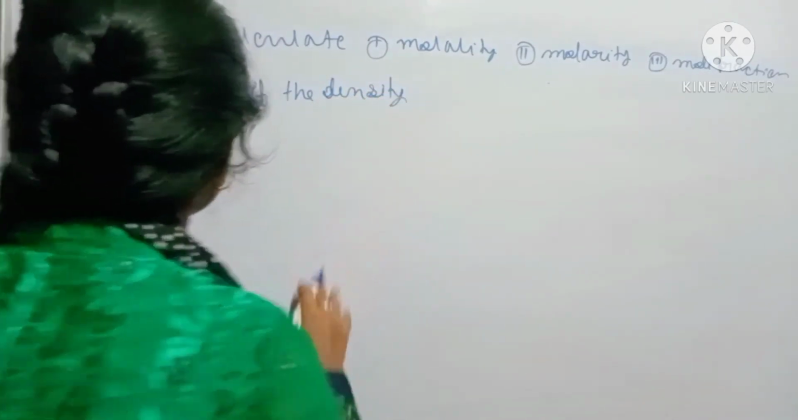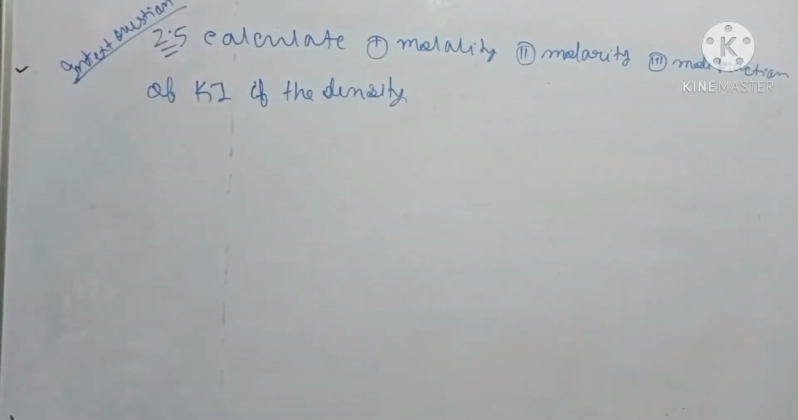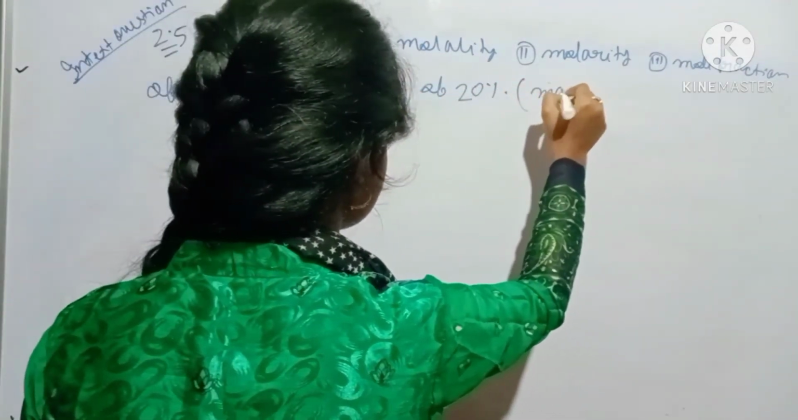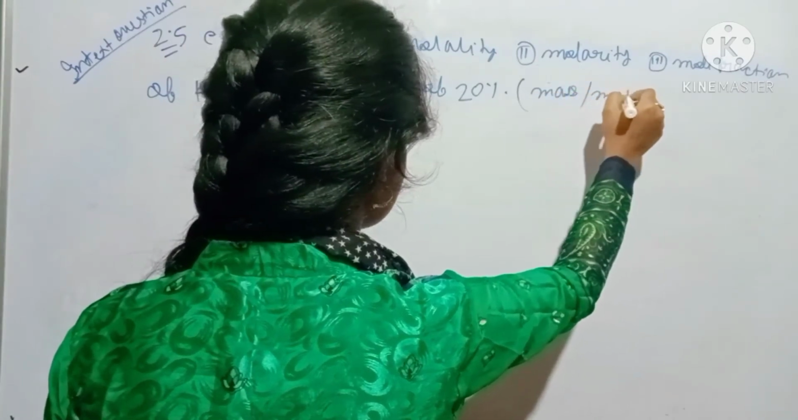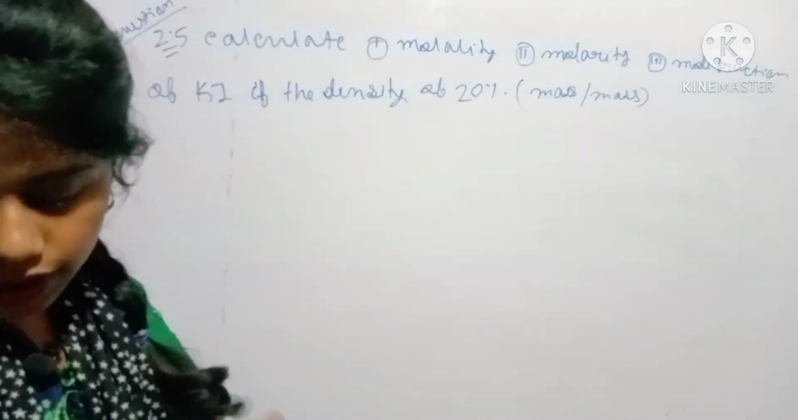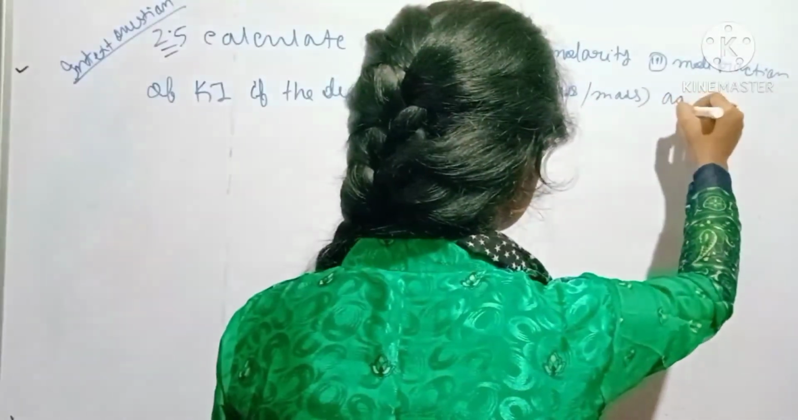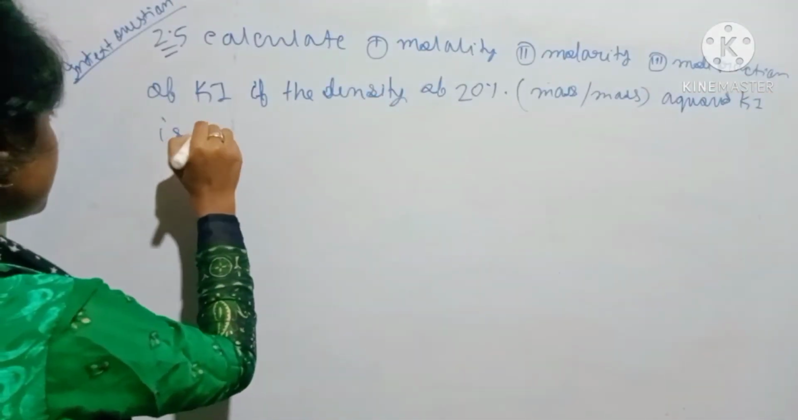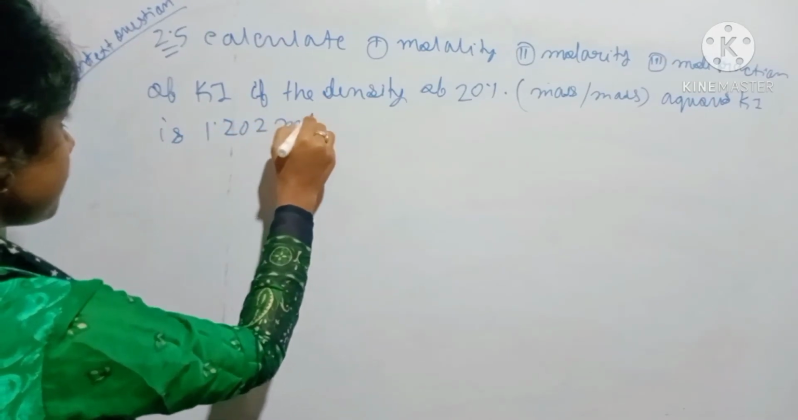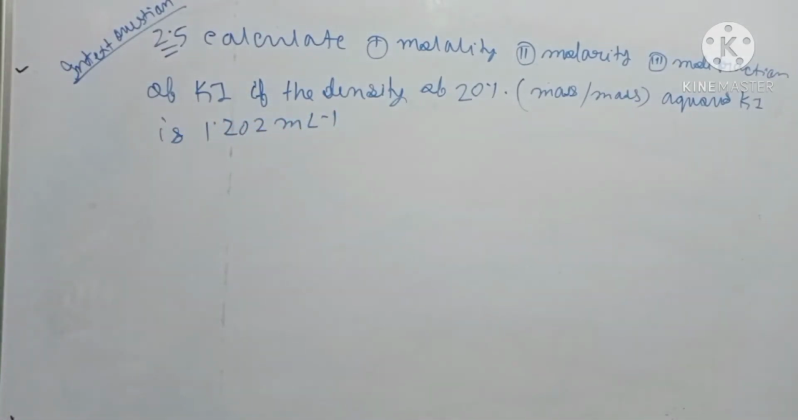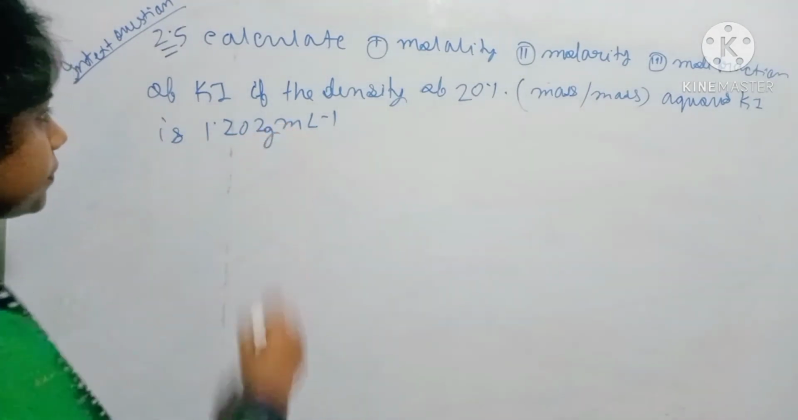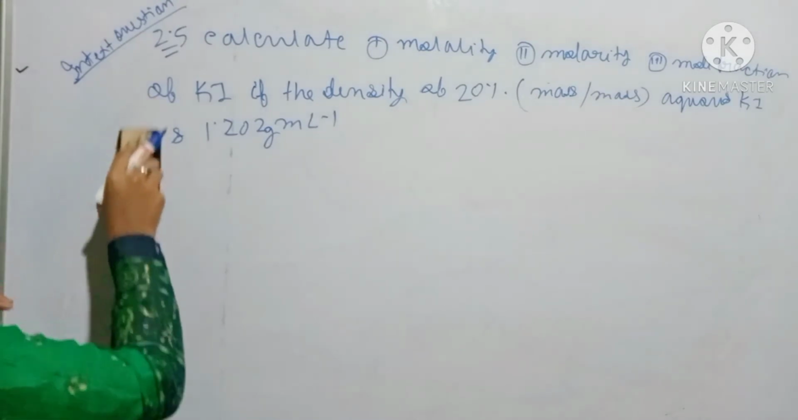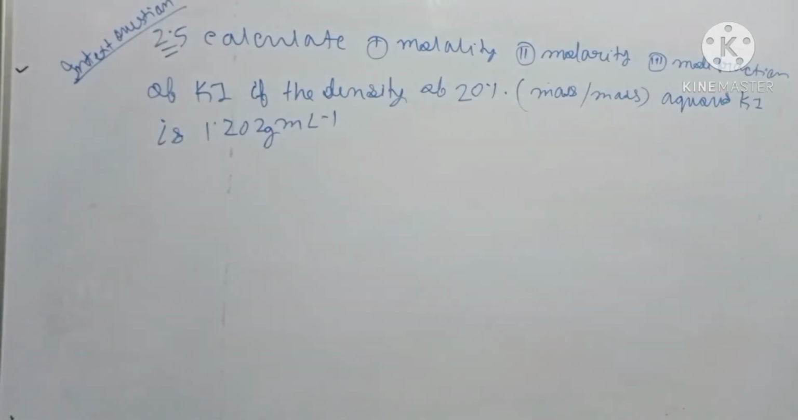Please ignore this, okay? Of KI, if the density of the 20% mass KI solution equals 1.202 gram per mL, I'm writing it here.